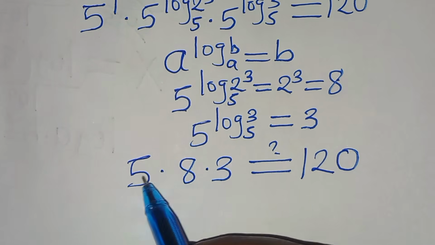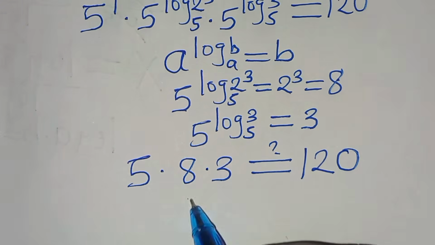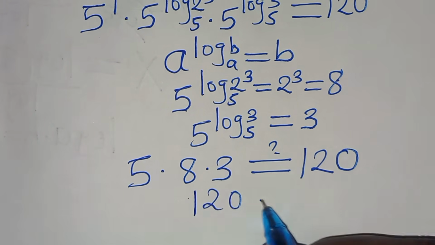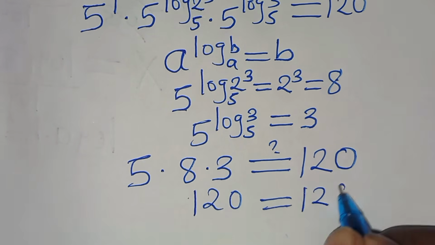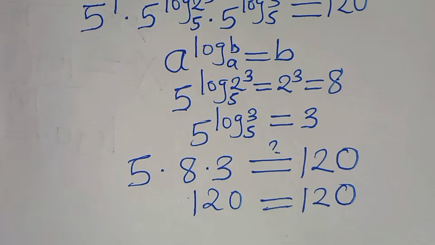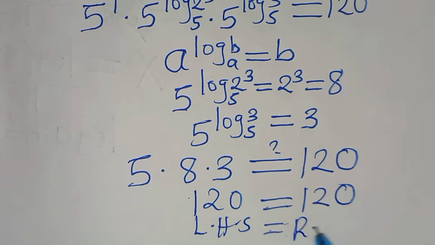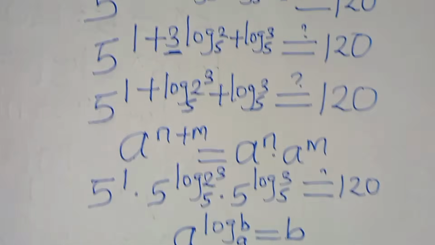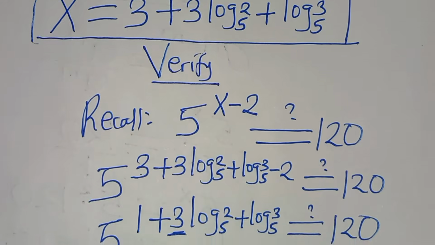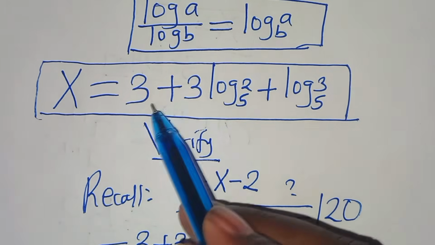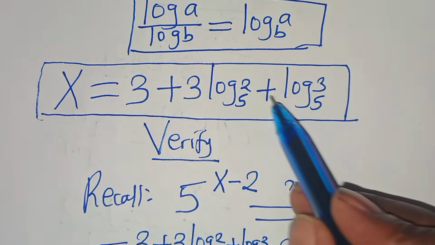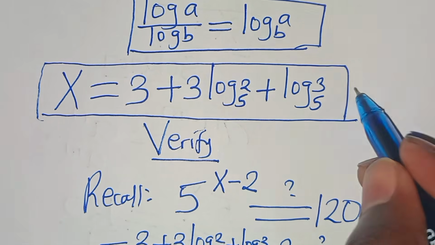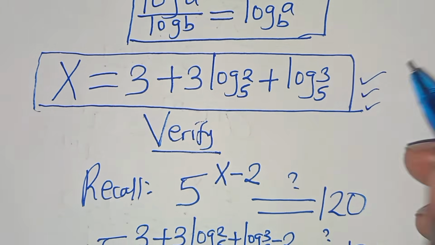So 8 times 5 is 40, times 3 is 120, which is equal to 120. So the left hand side is equal to the right hand side. And this affirms that the value of x here, which is equal to 3 plus 3 log 2 to base 5 plus log 3 to base 5, satisfies the equation.